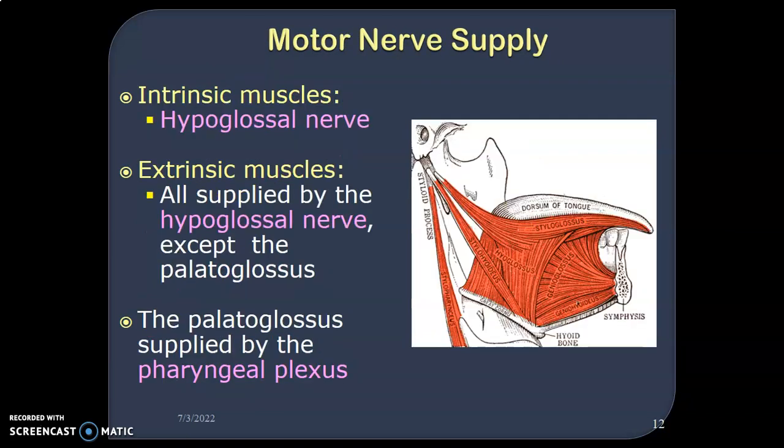Motor innervation of the tongue. All muscles of the tongue are supplied by hypoglossal nerve except palatoglossus, which is supplied by pharyngeal plexus. So that's the most important statement about motor innervation of the tongue. All muscles of the tongue, both intrinsic and extrinsic, are supplied by hypoglossal nerve, which is the 12th cranial nerve, except palatoglossus, which is supplied by pharyngeal plexus.